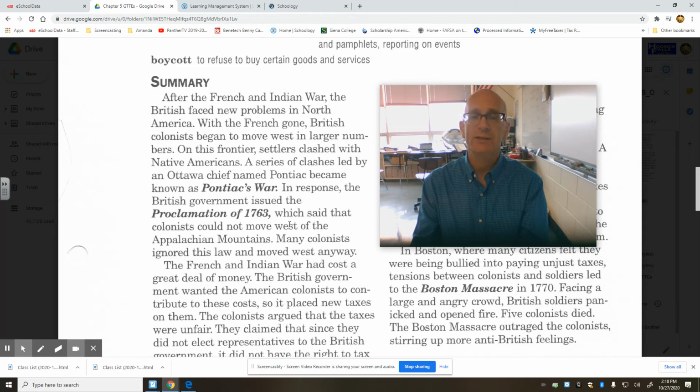So before we move on to the next paragraph, let's recap. The Proclamation of 1763 was issued by the crown, by Parliament and the king, and it said that colonists after the French and Indian War are not to move west of the Appalachian Mountains and encroach on Indian territories. And it also said if you were already west of the Appalachian Mountains, you were to move back immediately. These laws were largely ignored by the colonists.